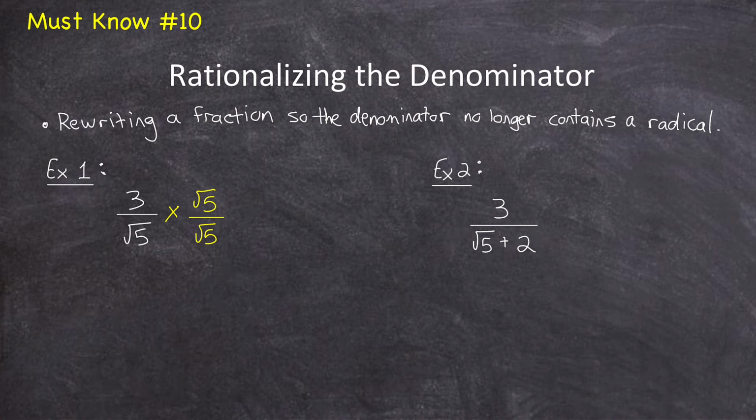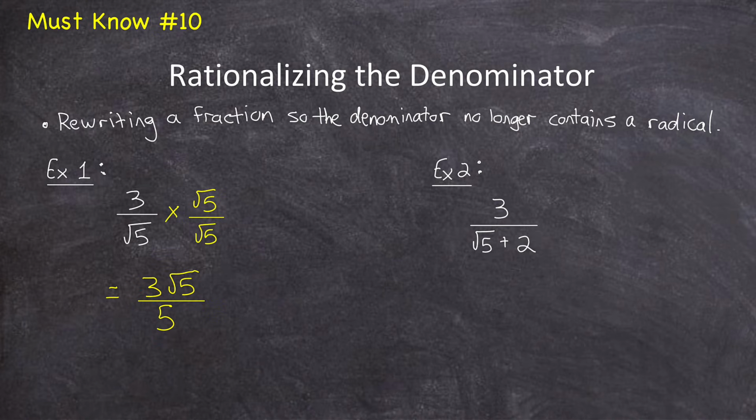But when I do the multiplications, in the numerator, I have 3 times root 5, which I would just write as 3 root 5. That's an irrational number still, but that's okay. In the denominator, I have root 5 times root 5, which is the square root of 25. And the square root of 25 is the rational value 5. So this fraction has the exact same value as 3 over root 5, but the denominator is now a rational number. So the denominator has been rationalized.